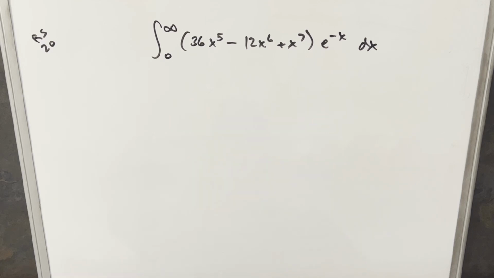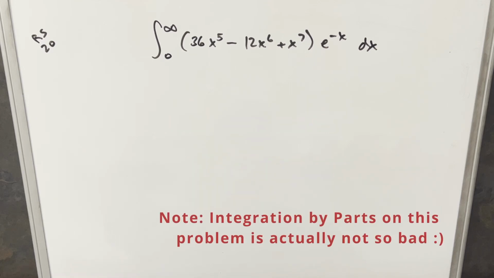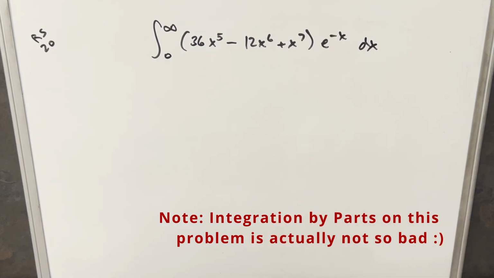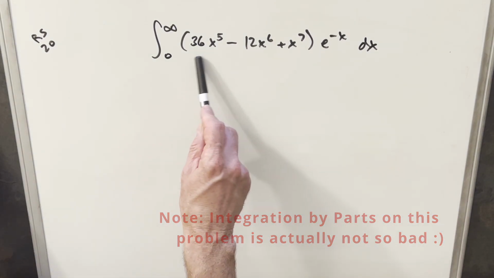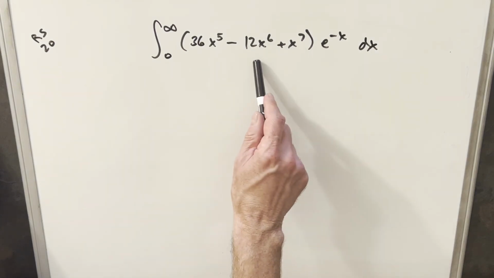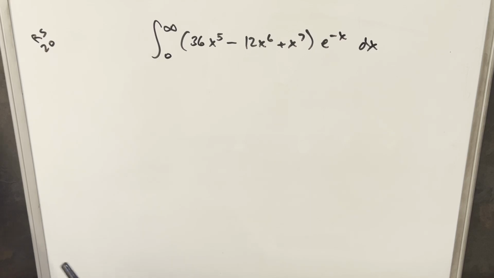Okay, my first thought here was integration by parts, and I was thinking that's going to be a little tedious because you have x to the 7th power and you're going to be integrating over and over again. But then I realized if we just break this up into 3 integrals and distribute in the e to the minus x, this is actually going to be in the perfect form to use the gamma function.